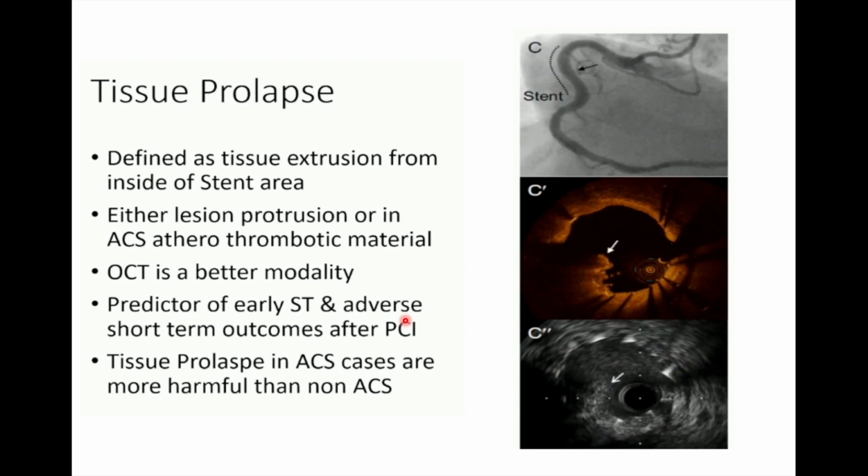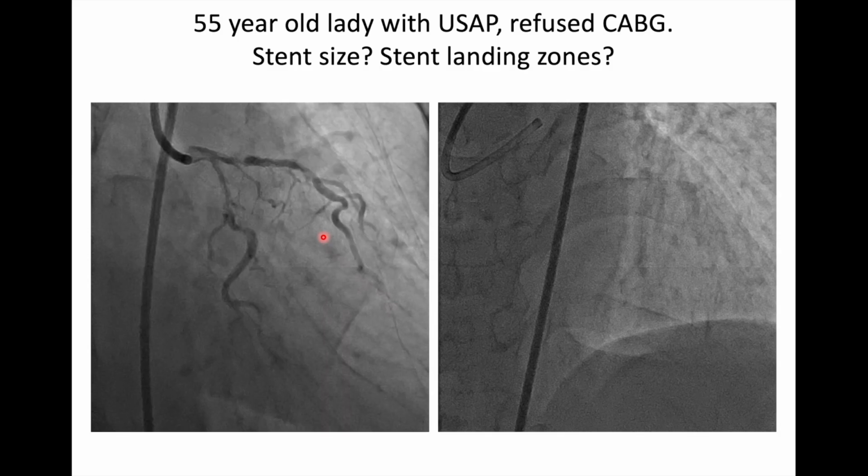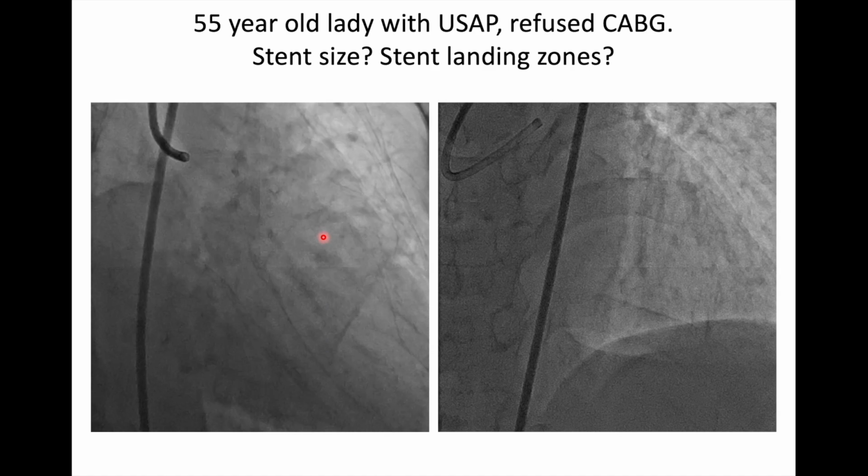The other possibility can be tissue prolapse, which could be atherosclerotic, or in acute coronary syndrome it could be thrombotic material which hangs inside. Especially with cheese cutting effect, this material can come and hang inside the stent. It can be a predictor of early stent thrombosis and adverse short term outcomes after PCI. And it's more harmful in the acute coronary syndrome cases as compared to non-ACS cases because these are usually atherothrombotic. They can even cause no reflows.